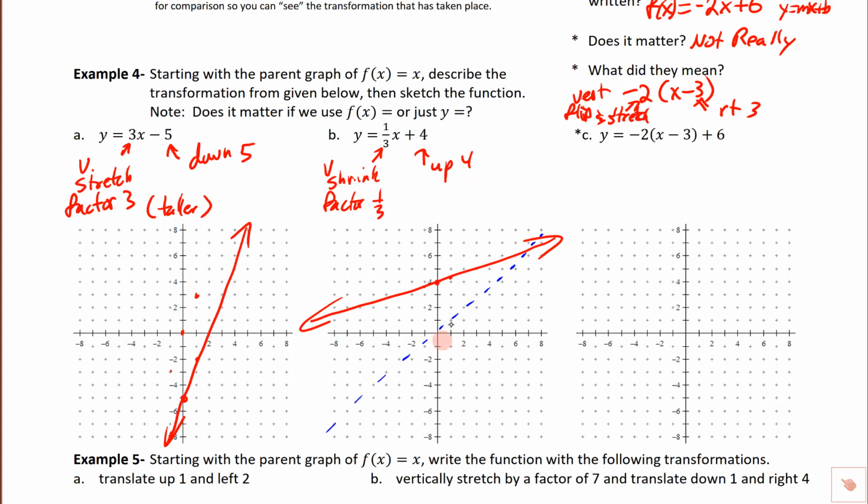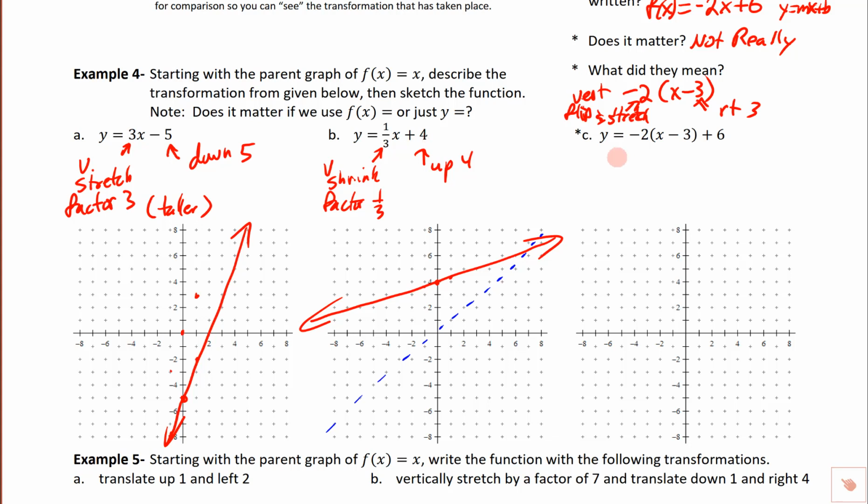Does this look like we vertically shrunk it, made it 1/3 as tall as it used to be, and then moved it up 4? And by the way, does it match up with the fact that we know that the y-intercept is 4 and then the slope is 1/3? Again, you can do it either way, but this transformation approach is much, much better because we're stretching and thinking using a different part of our brains in order to think our way to the answer. Okay, let's take a look at C.